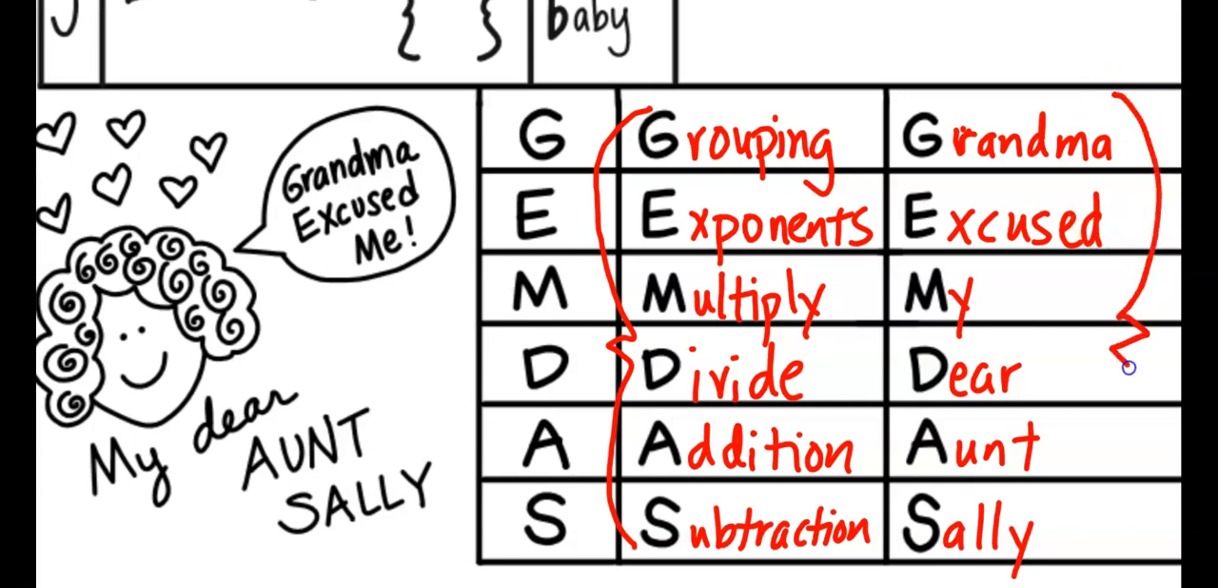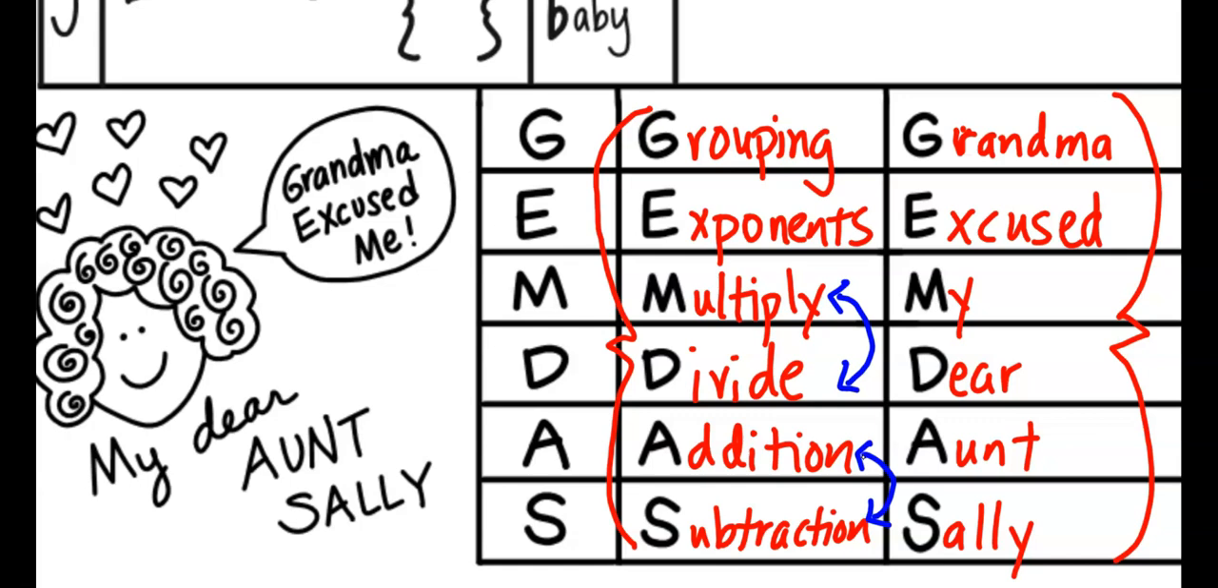So GEMDAS. Now, before we get to talking about this in a little more detail, I want to point out something. With multiplication and division, division sometimes comes first before multiplication. Same with addition and subtraction, depending on the order that the operation is in the problem. And we'll talk about this as we go through our examples.